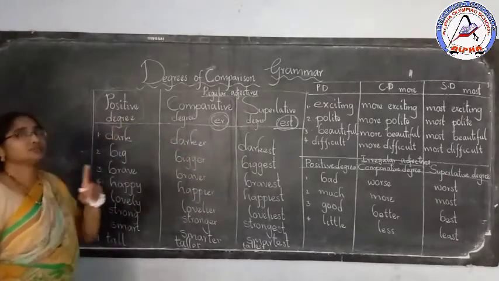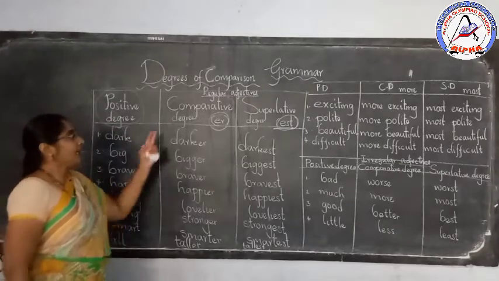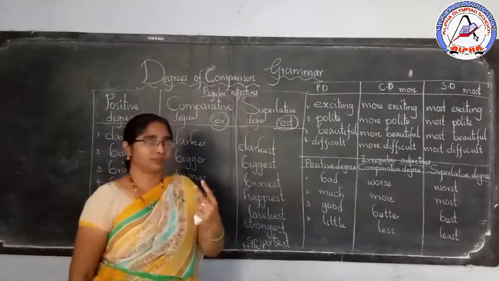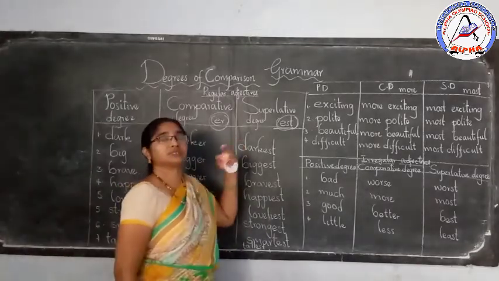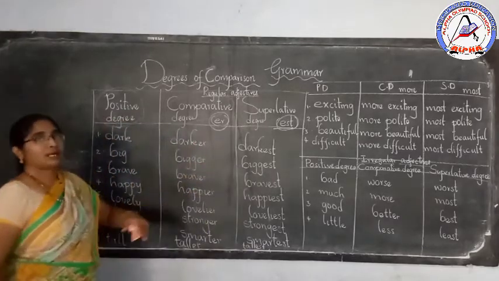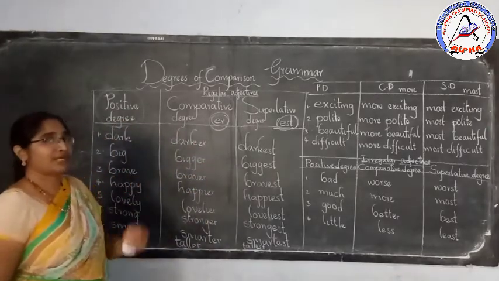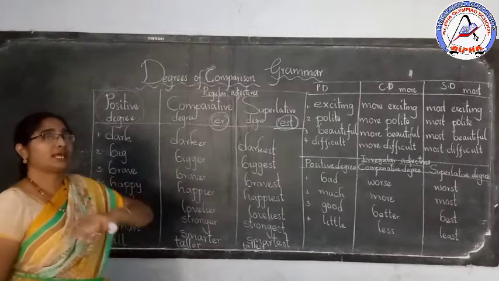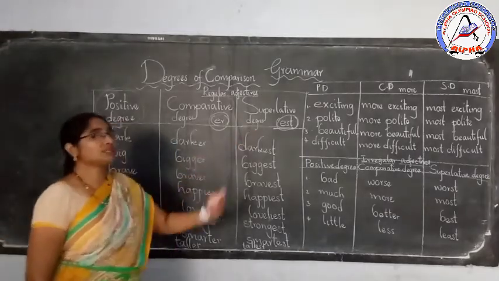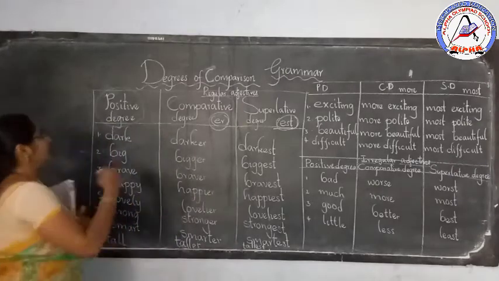Positive degree is used to compare only one thing, comparative degree is used to compare two things or two people, and superlative form is used to compare the most of the people. When we are comparing a person or a thing among a large number, among the whole, then we will use this superlative form. And what changes can we make here?